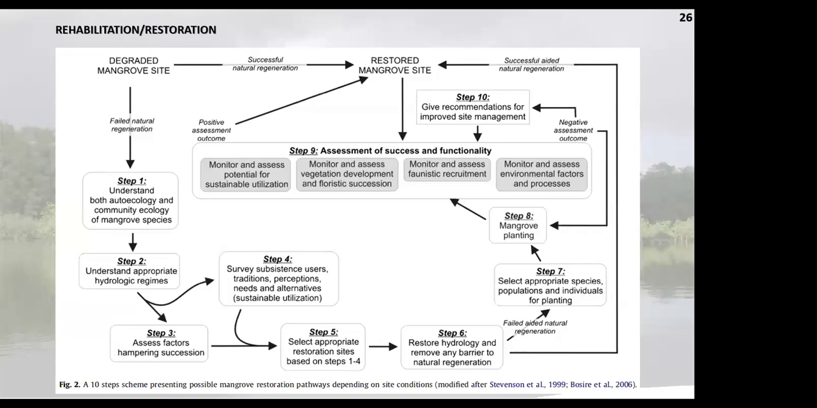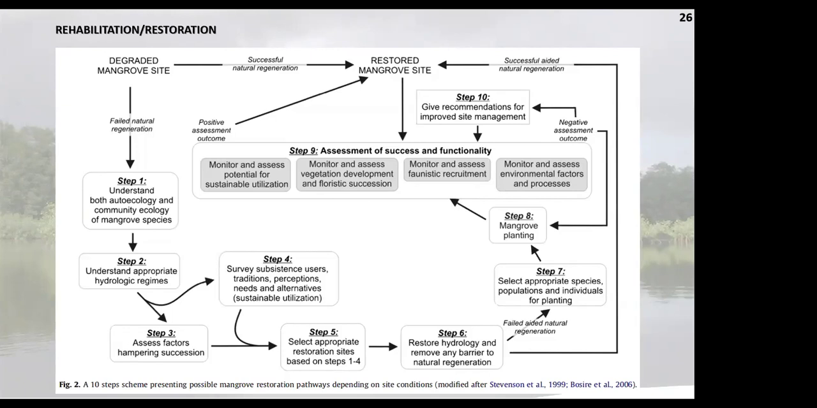Well, going quickly. The next step is the most important step, the assessment of the success and the return of the functionality of the mangrove. This is a very important step. If you got positive outcomes, your mangrove is going to be recovered. And if you got negative outcomes, you need to plant again, or you can take recommendations or data to improve your next attempts.